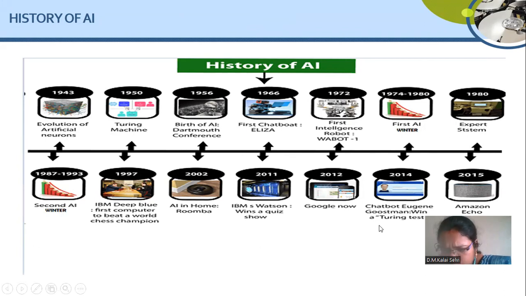In 2014, the chatbot Eugene Goostman won the Turing test. This is the first machine to be able to win the Turing test. I will explain what is meant by the Turing test. In 2015, Amazon Echo was launched, which is similar to Alexa. After the 2000s, many AI expert systems have been launched by different corporations. I'm just explaining the major milestones in each period.